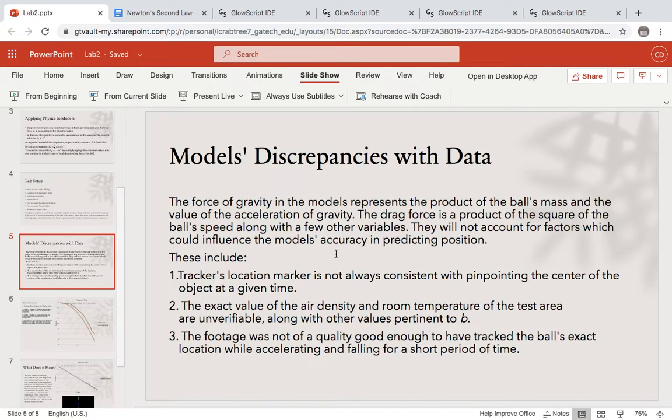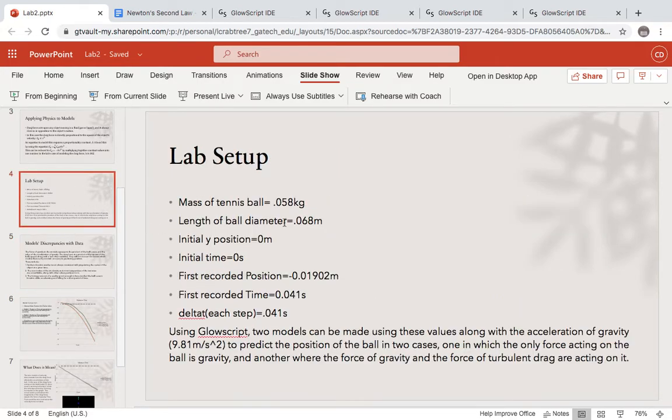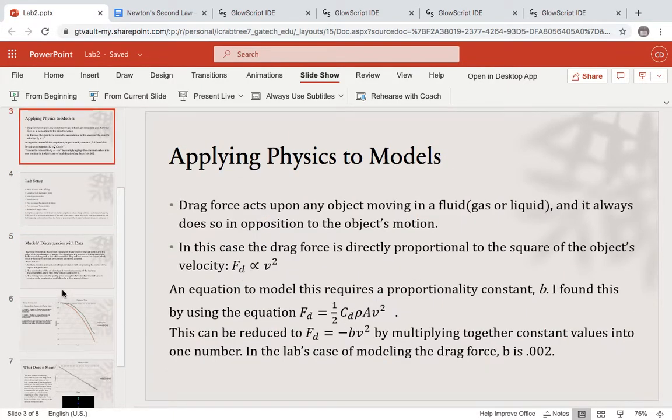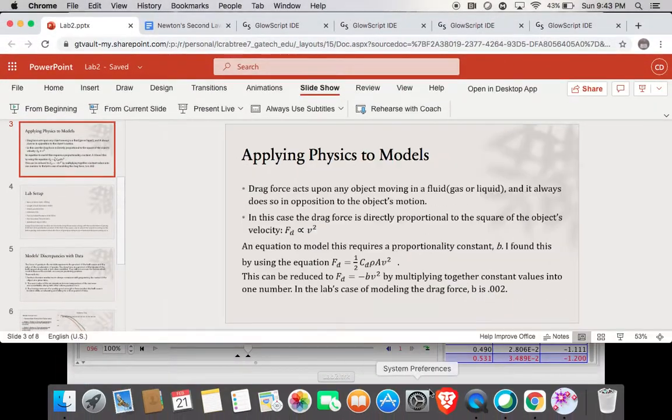So these models aren't going to be entirely correlative to that of the observed data which the Tracker app got, and this is a result of a variety of factors. To name a few, Tracker's location marker is not always consistent with pinpointing the center of the object at a given time, and the exact value of air density and room temperature of the test area are unverifiable, along with other values pertinent to b. Most of the things I used to calculate b were based off of approximations. For example, the diameter was converted to the radius, and the radius was used to find the reference length, which is within this equation. And so here is what the Tracker app got.